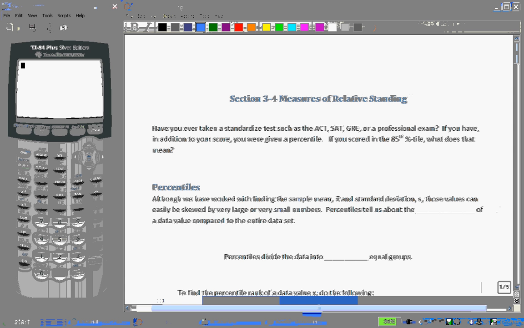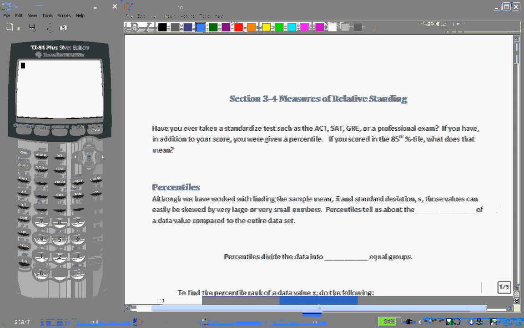and the equal being approximate depending on the size of the data set. But percentiles means out of 100, so it gets divided into 100 equal groups. To find the percentile rank of a data value x, take the number of values that are less than x, the value you're interested in, divide by the total number of values, and then multiply by 100. That will give you the percentile rank.